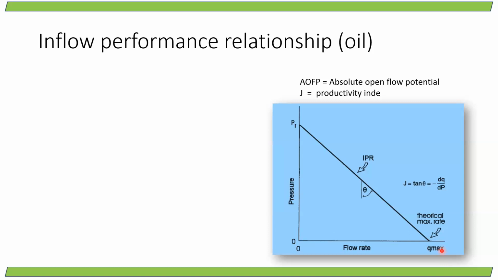Theoretically, not practically, we will not go with that kind of thing in real time. But as per the theory, if wellbore pressure comes close to zero, then the production of your well will be maximum. On the other side, when IPR is intercepting on the y-axis, that means the x-axis is becoming zero.